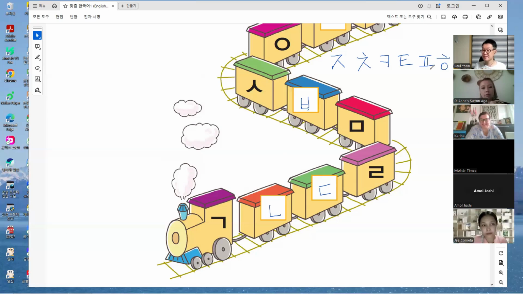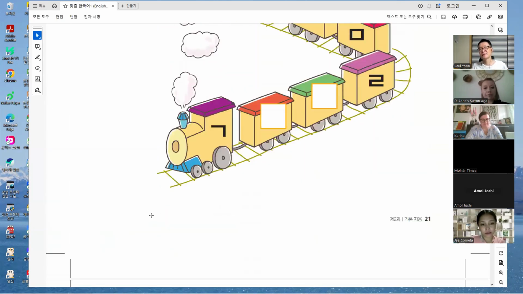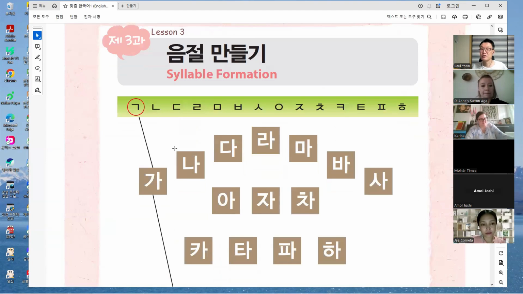So please practice more after this class together with writing, okay? And then speaking, okay? G, N, D, L, M, B, S, U, J, Ch, K, T, P, H. So I said there are 14 basic consonants, 자음, 기본 자음. That's all today's class. And next Sunday, our second class, we are going to study how to make letters by combining consonant and vowel.